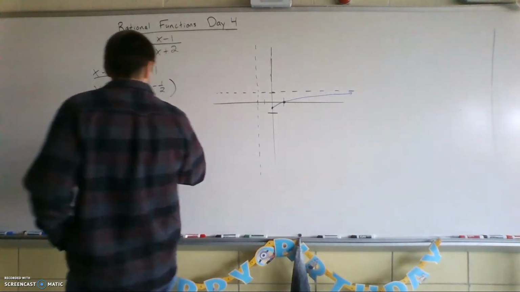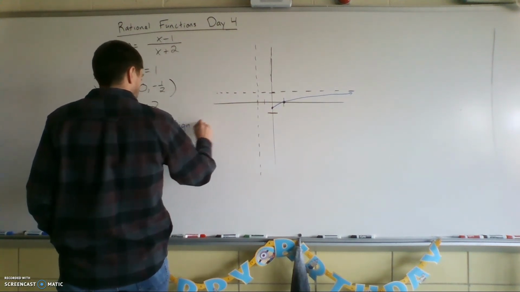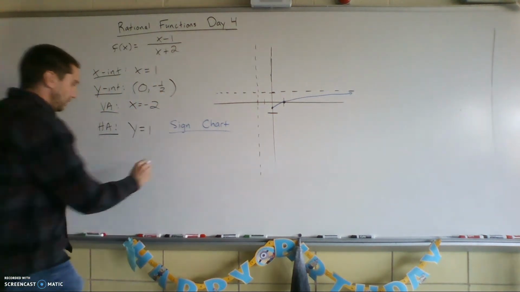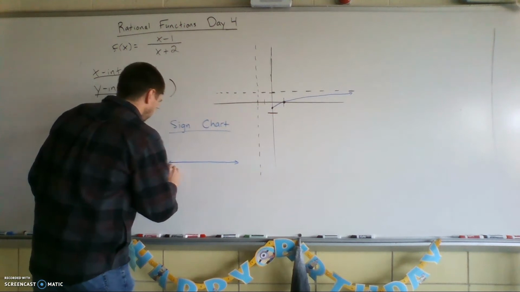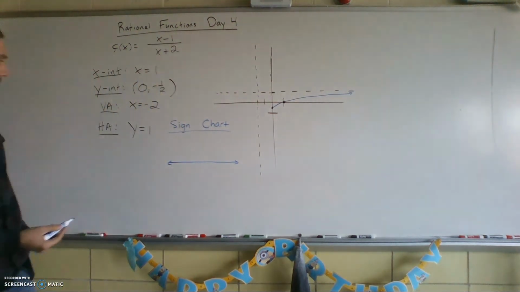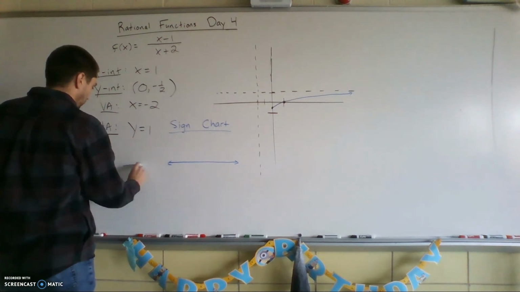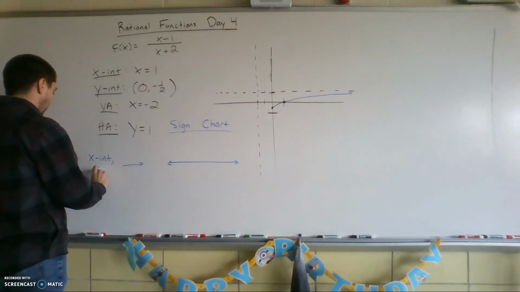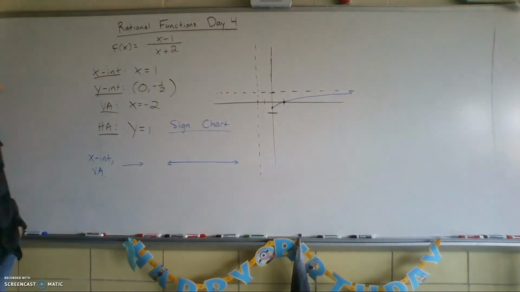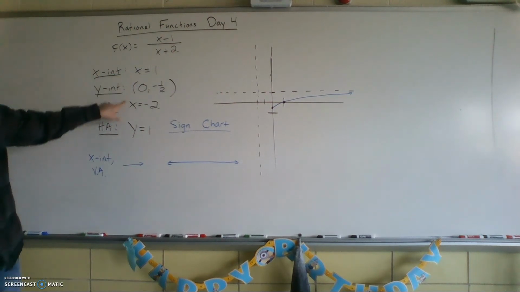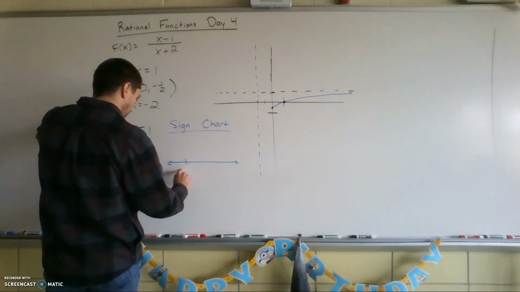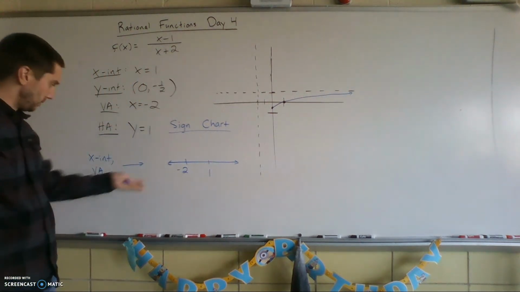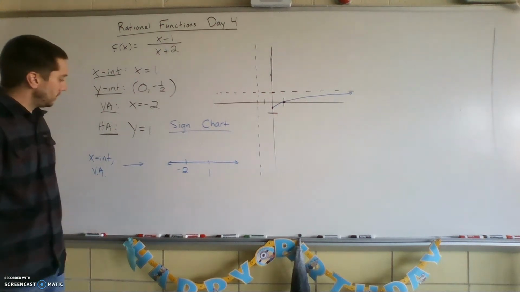And how we're going to predict this is we're going to make something called a sign chart. A sign chart is really just a number line. And the values that we're going to put on our number line, let me write this down. We're going to put our x-intercepts and our vertical asymptotes on our number line here. So my x-intercept is 1. My vertical asymptote is -2. I'm going to put them in chronological order here. Is that chronological order or just numbers? In order from least to biggest. That's what I'm going to do.